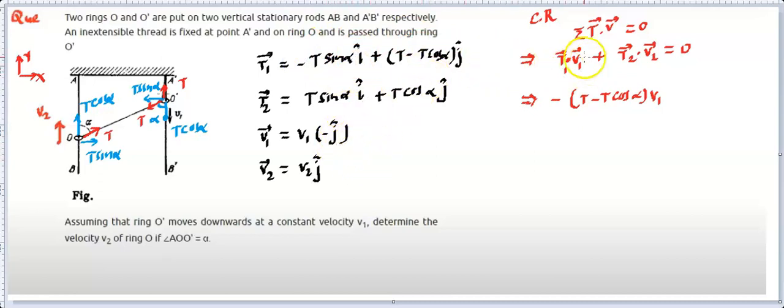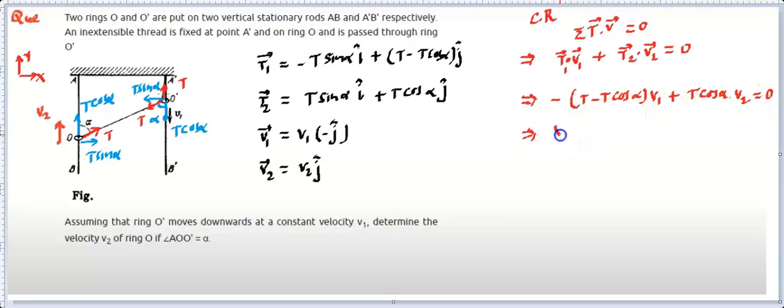So that becomes this. Then the second part, which is t2 dot v2. So take this t2, take this v2 and go for the dot product. So you're going to get t cos alpha into v2. This has to be equal to 0. Right? Now you can take t common and divide by t from both sides, because t is getting cancelled out.